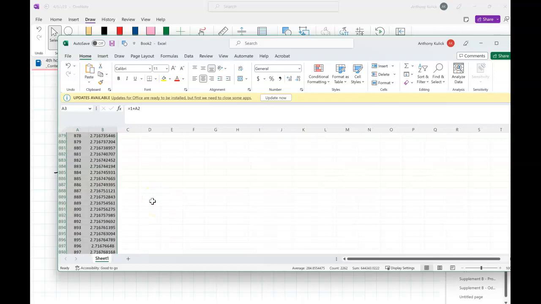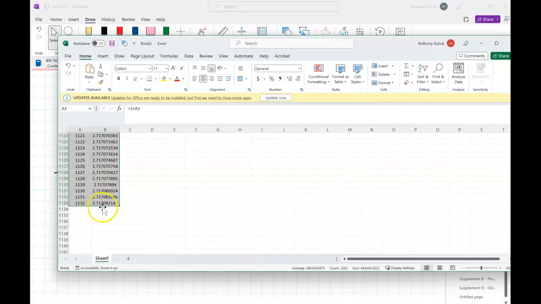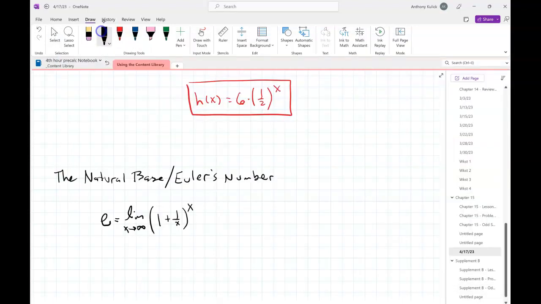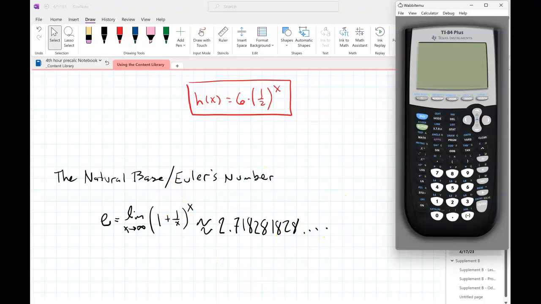So if I look here, what do you notice about this number? Not changing a whole lot, is it? Right? It's really slowing down. Where do we go? 2.71828, yada, yada, yada. At this point, it looks like we have 5 decimal places pretty settled, right? So that's our approximation here.